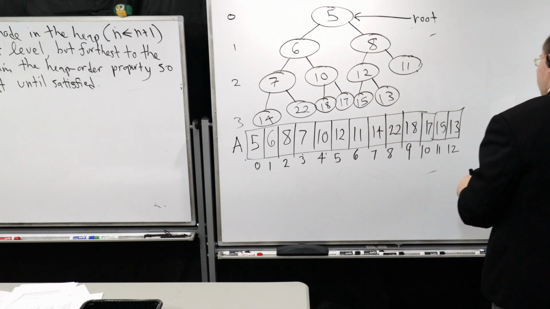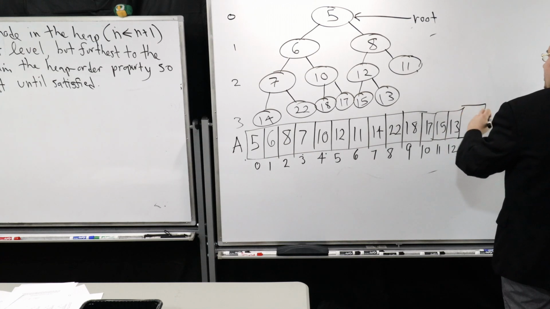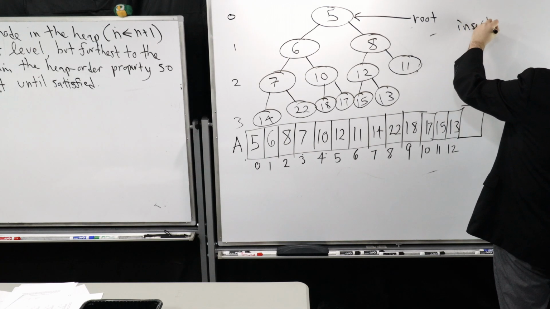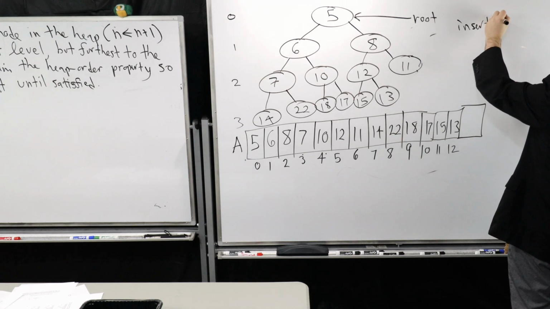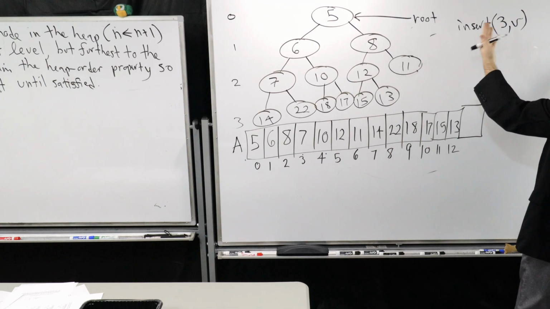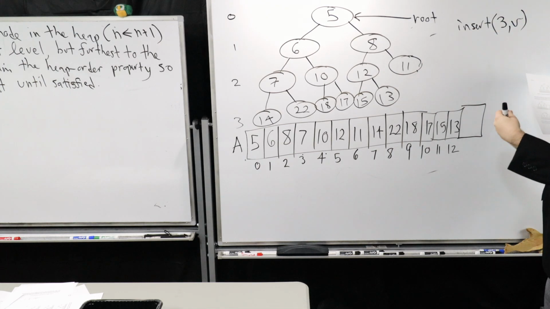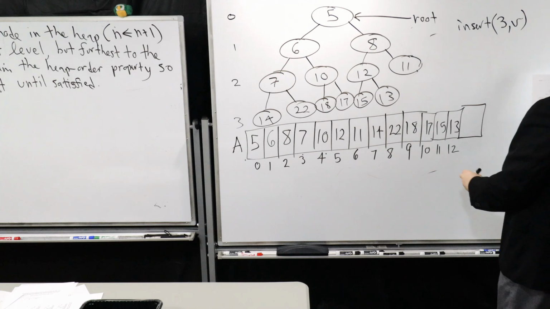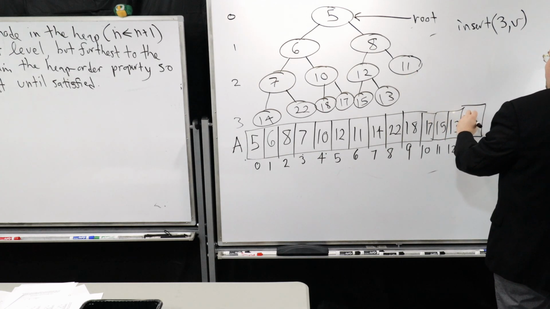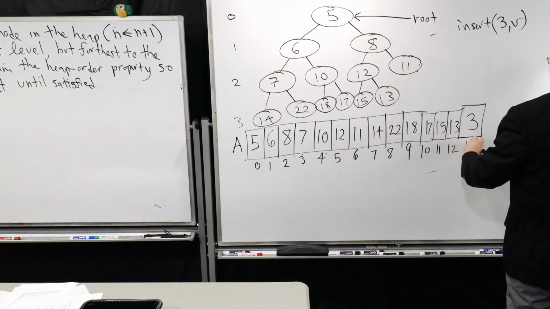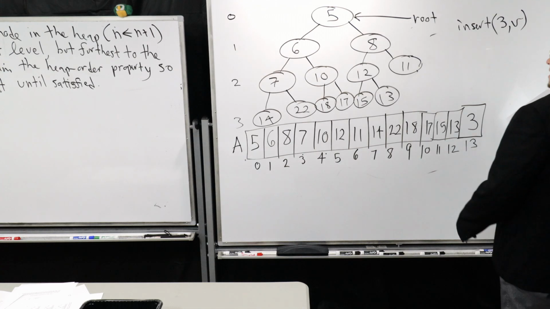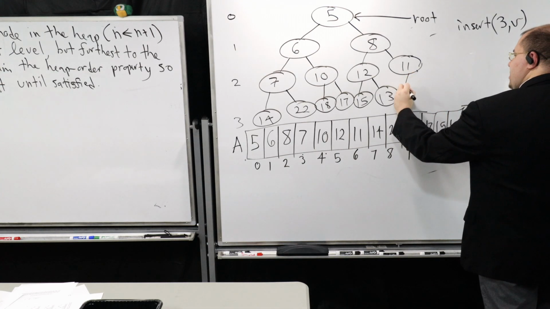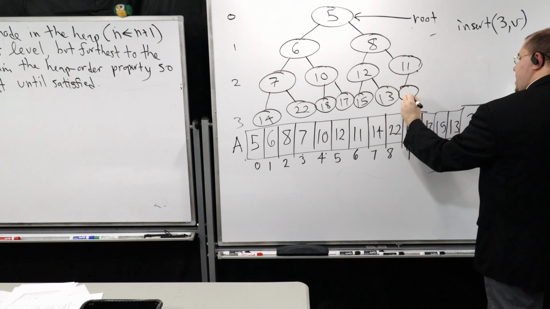So what I'm going to do is insert a new node. So I'm going to do insert, and the key is 3. I don't know what its value is, but I'm just going to have it where its key is 3. So I'm just going to put 3 right here in this new position. Remember, I'm going to assume that the array is long enough so that I can do this. So now the left child of 11 is 3.